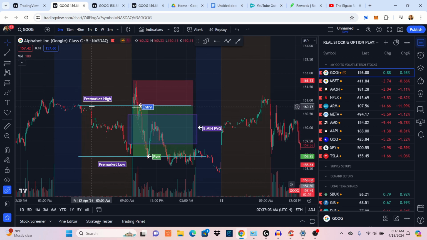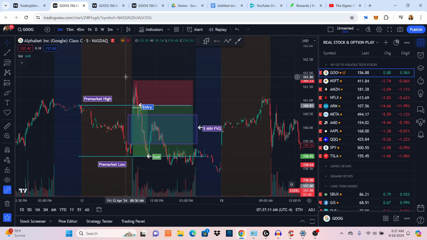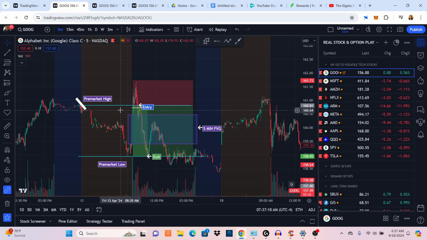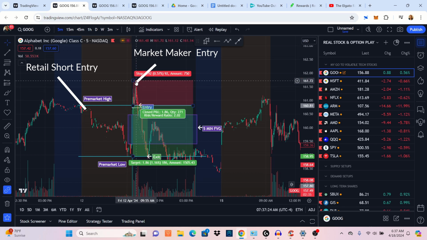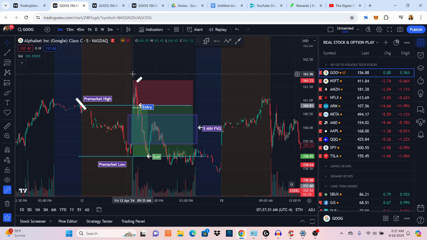So even though these people have the right idea that the price is going to go down, the market makers want to enjoy that price going down, but they want to get it at a better price. Most retail traders got it at this price. The market makers actually wanted to get it at this price, because if they can push the price higher and short it down, they'll make more money. So the way it works is like this.